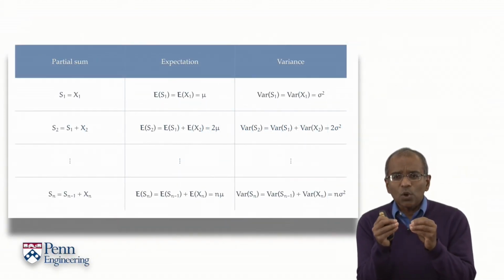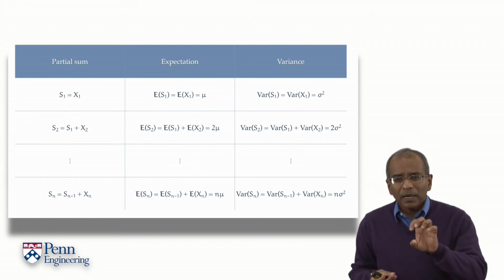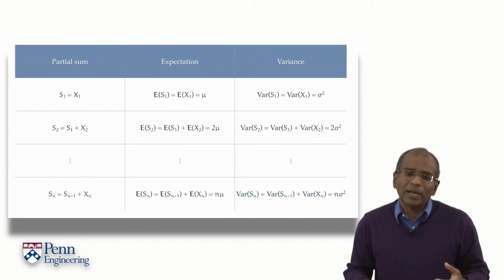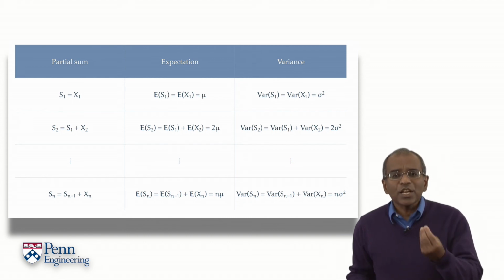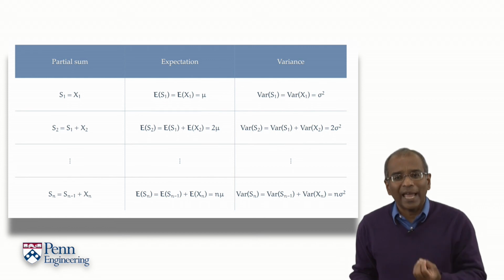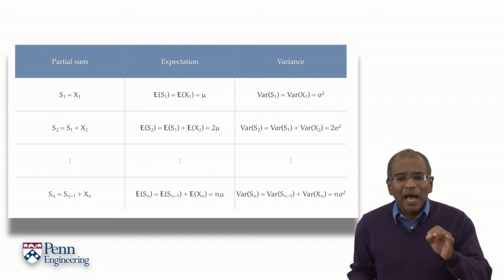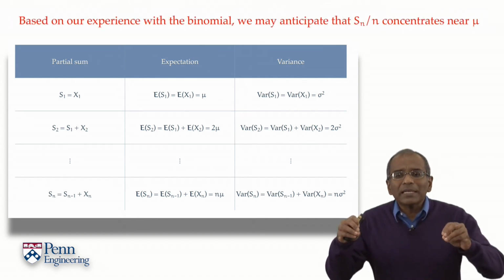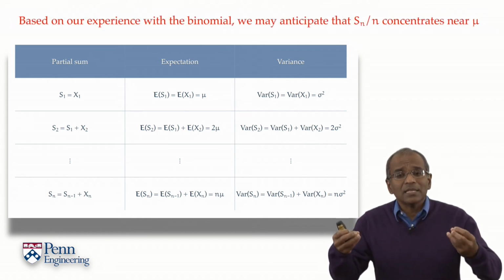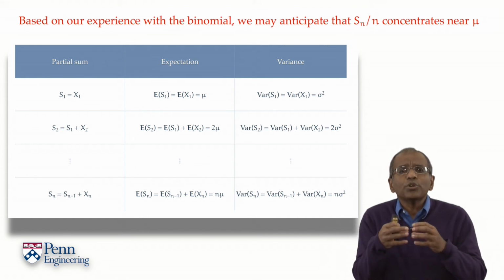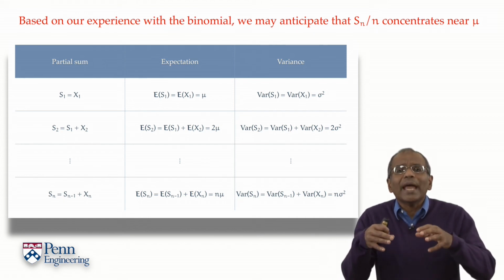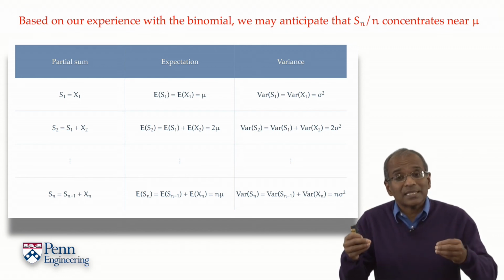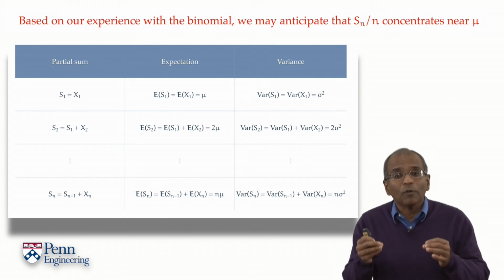Now, this story is already telling us a little bit more. The expectation of Sn is n times mu, or another way of saying this is the expectation of Sn divided by n is mu. And our experience with the binomial suggests, therefore, that we might anticipate that Sn divided by n concentrates near mu and is a good estimate of mu. And indeed it does. And this is going to be the content of the law of large numbers.